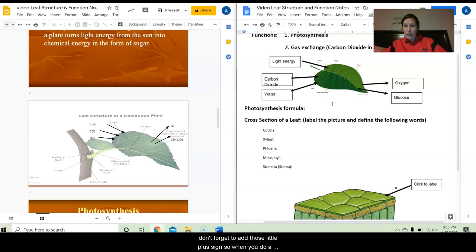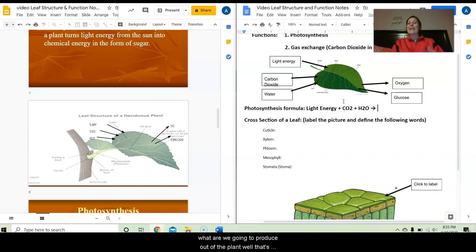So when you do a formula, it should be light energy is what we put in, plus what else do we put in that is going to be a reactant of photosynthesis? So it's going to be carbon dioxide. I'm just going to abbreviate CO2 and water, H2O. And then if you remember, you're going to have an arrow. That means yield, or produce.